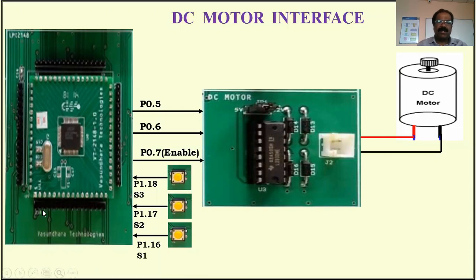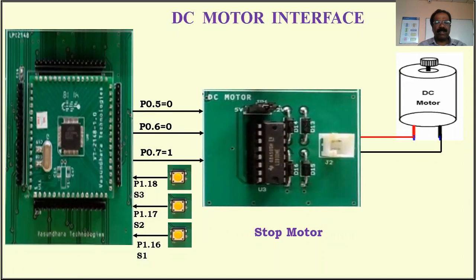Here we have three important signals. We need three signals. P0.7 is for enable purpose. This line must be high. Then if P0.5 is 1 and P0.6 is 0, it is going to rotate the motor in the clockwise direction, and at that time P0.7 must be high. In the same manner, if P0.5 is low and P0.6 is high, then with P0.7 high, it's going to rotate the motor in the anti-clockwise direction.